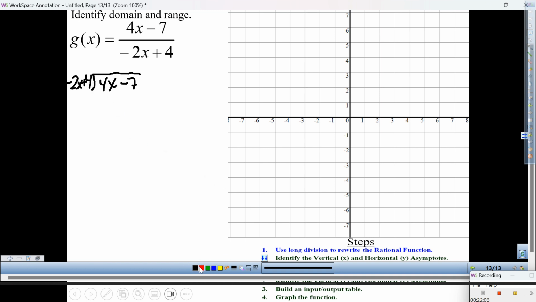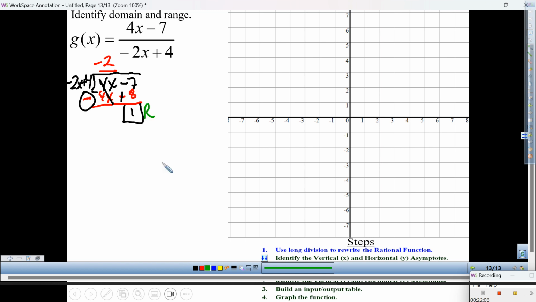Anthony D. What number times negative 2 gives me positive 4x? Negative 2. So, negative 2 times negative 2 is positive 4x. Negative 2 times 4, that's negative 8. Subtract. That means I'm going to distribute this one here and here. So, this cancels. And we're left with positive 1 as a remainder.